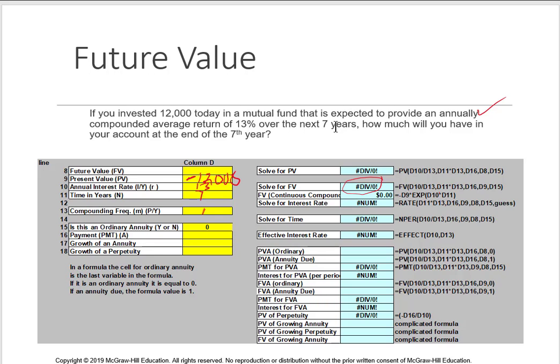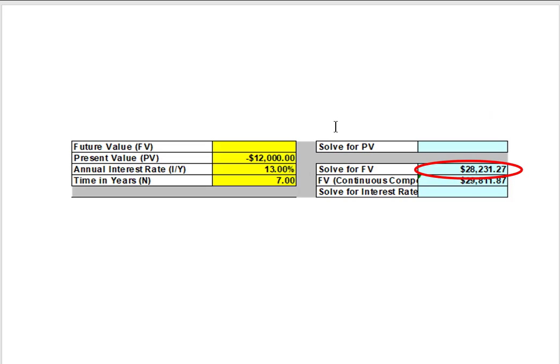D16 is the payment. There's no payment, right? It's 0. D9 is the present value, right? That's at negative 12,000. D15, that's this box here, that for all of our examples, it's always going to be a 0. So what does that equal? Again, if you look at the numbers as we calculated, that value will be $28,231. That's $12,000 invested 7 times, gives you that future value.